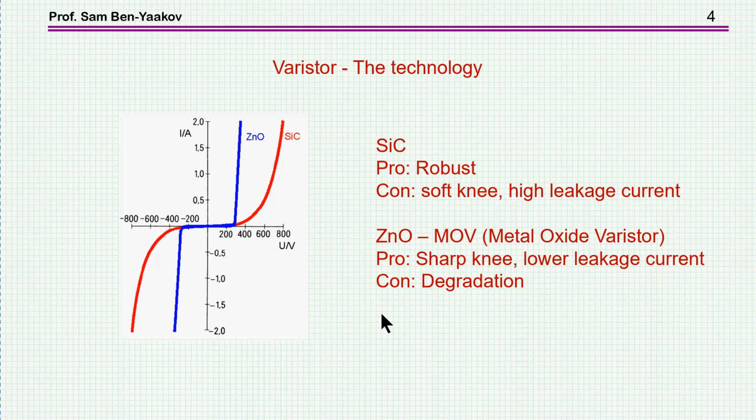But then there is a problem, which we'll discuss in this presentation, and that is the degradation of the unit when it is exposed to a number of pulses or high surges. It will degrade, could actually start a flame, burn out. So one has to protect the unit against overheating, and we'll talk about it a little bit later.